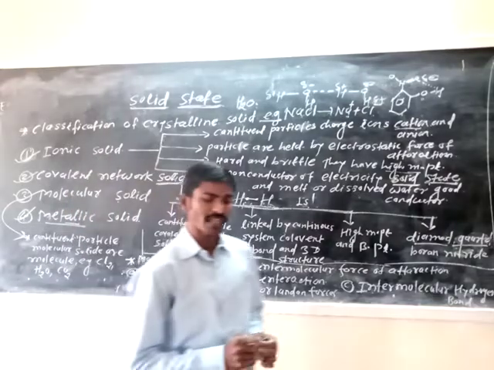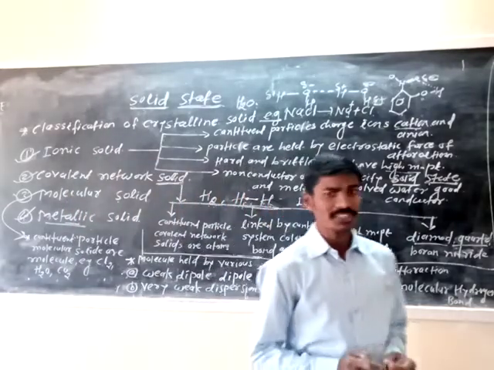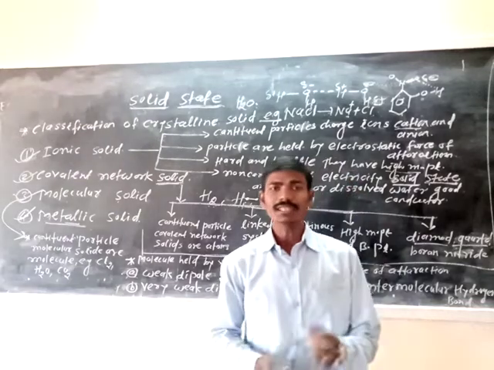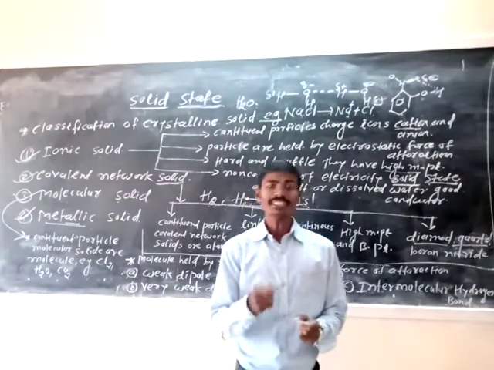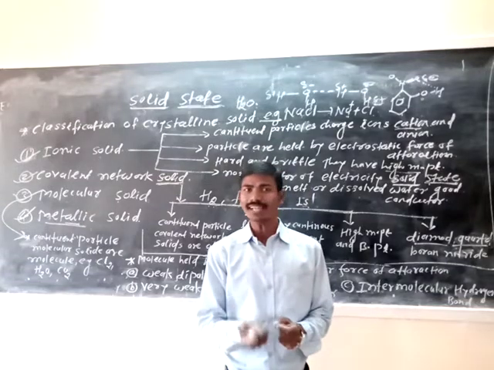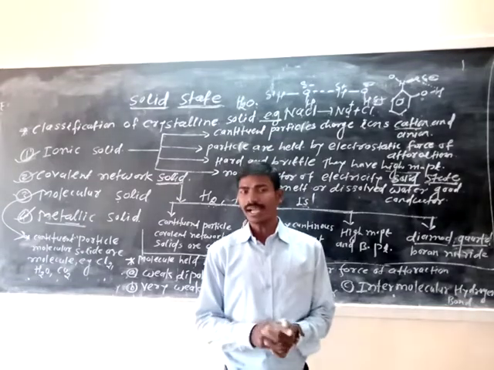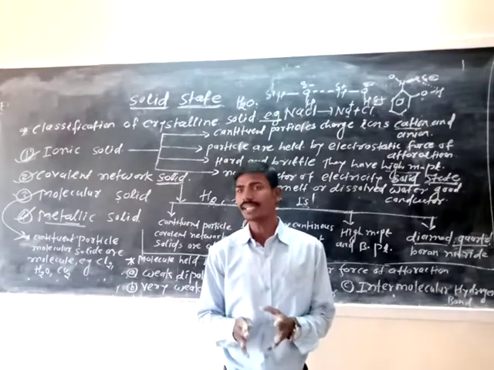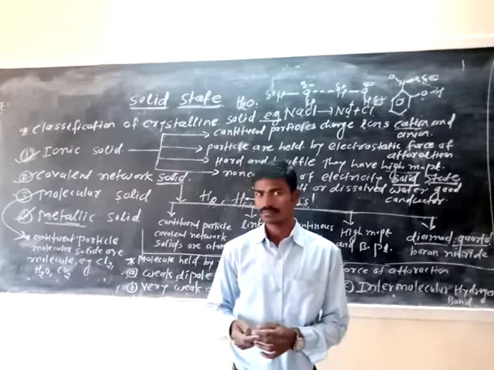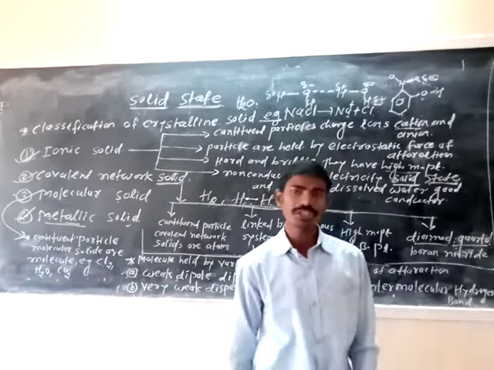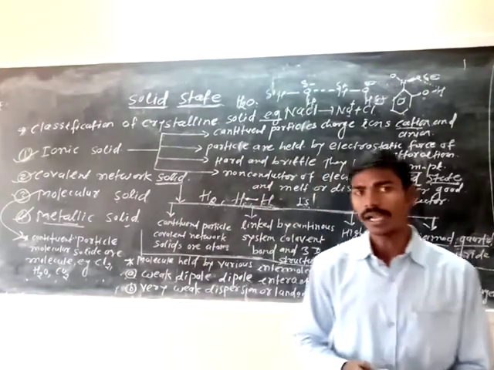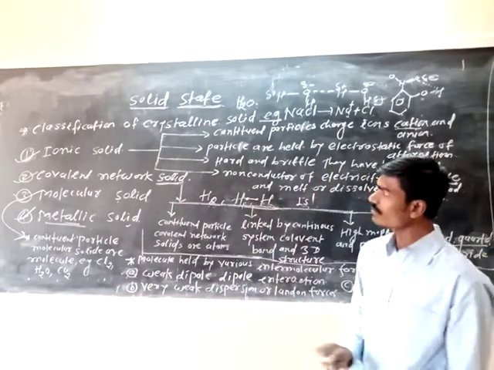The constituent particles are mobile charges. These mobile particles are electrons, and these electrons are delocalized in the metallic crystal. Examples of metallic solids are sodium, potassium and copper.